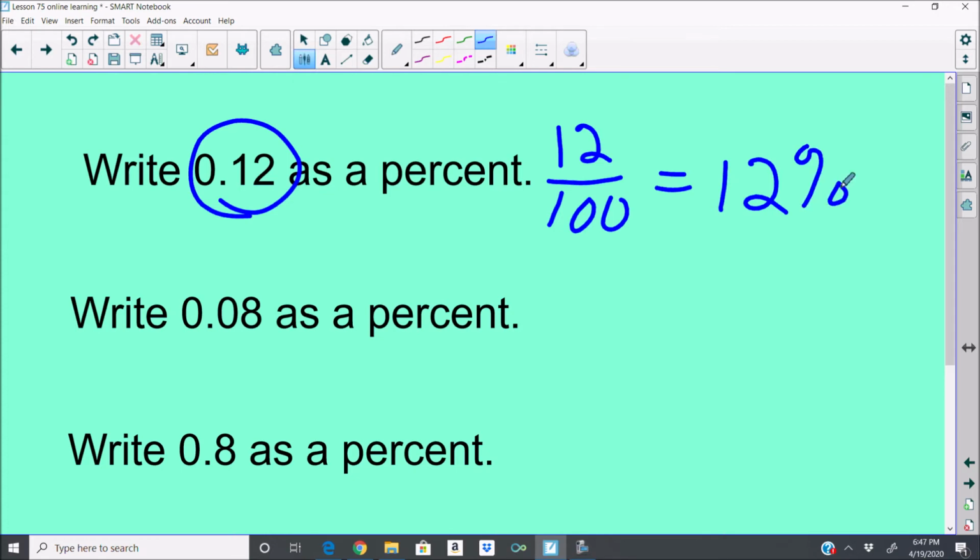We got to be a little bit careful. I have these two as examples because we want to look at this. Writing 0.08 as a percent, we'll write that as a fraction first. That is 8 over 100, right? So this one is 8%.